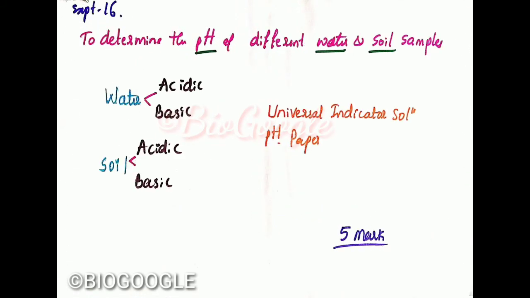Okay. Experiment number 16, to determine pH of different waters and soil samples. Here we collect different soil samples and water samples. By using a universal indicator solution or pH paper, we determine whether the water sample is acidic, basic or neutral, or the soil sample is acidic, basic or neutral. So like that we get a particular value. Again, it will also come in question number 3.